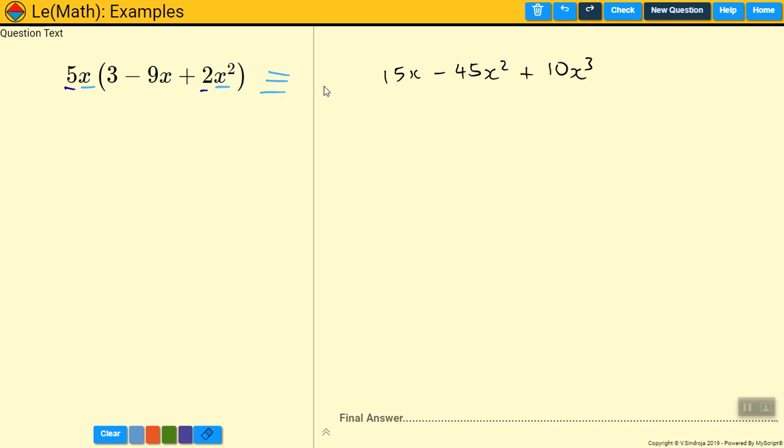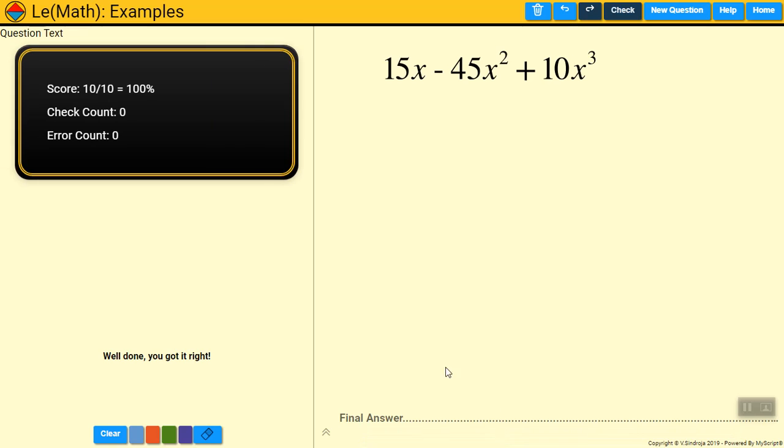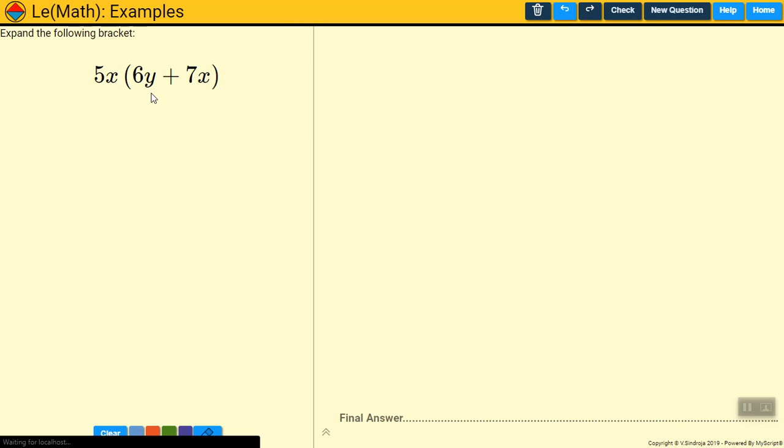So this is equivalent. If we check that, the conversion is correct. Let's check the answer. And it's right. Let's do another one. This one's a little bit different. Again, the 5x is going to multiply the 6y. So first of all, numbers with numbers: 5 times 6 is 30. And then x times y is just xy. So that's it. There's really not much more to it.